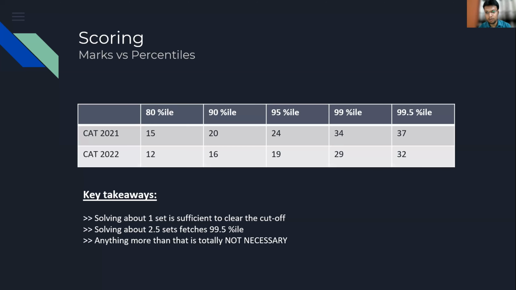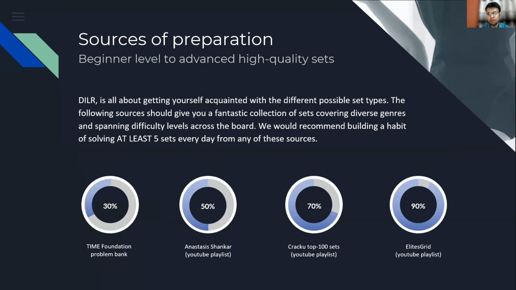I would just like to add one thing. In CAT, every set is designed to be solved in 10 to 12 minutes. It's not that some sets are designed to be solved in 40 minutes. Now, whenever you analyze the mocks, if in any set you took 20 minutes to solve, it's fine. Attempt it again and then look at the solutions.